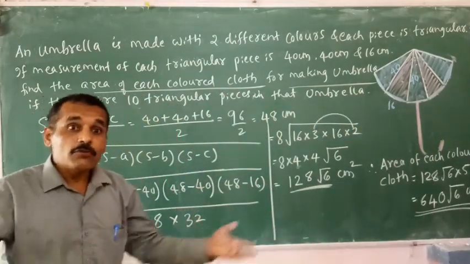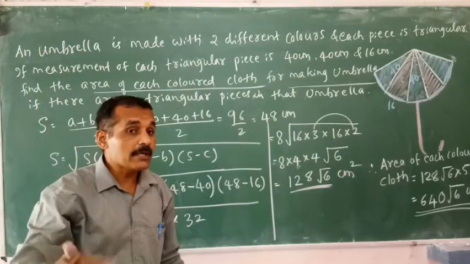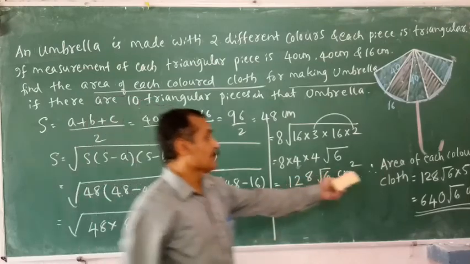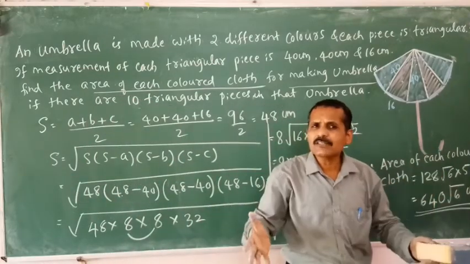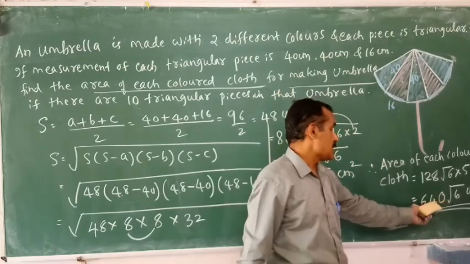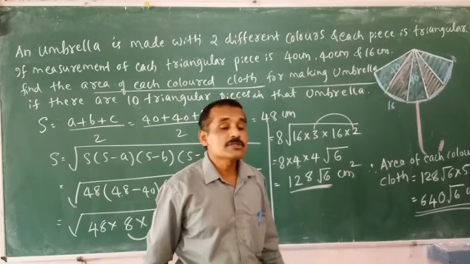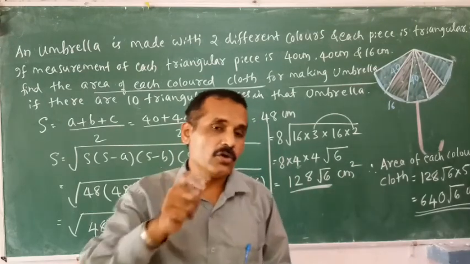In case they ask you for the whole umbrella, irrespective of color, how much cloth is needed, then you would multiply 128 by 10, because there are 10 pieces. But now they ask how much cloth is required of each color. So you can say 640 root 6 centimeter square is the area of each colored cloth. Note it down.